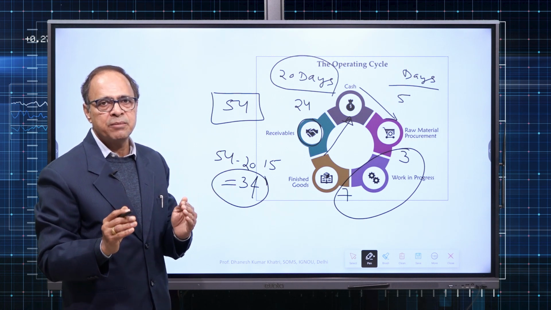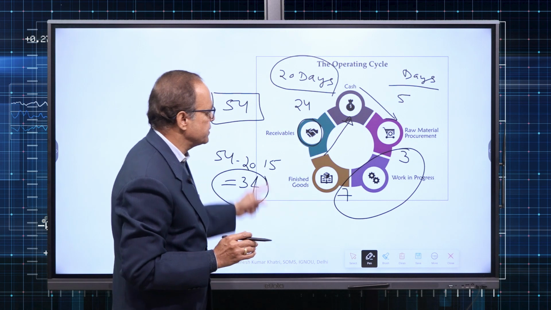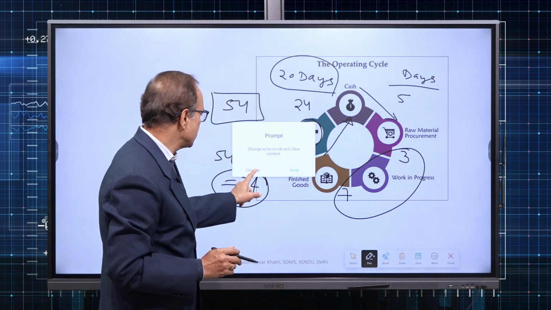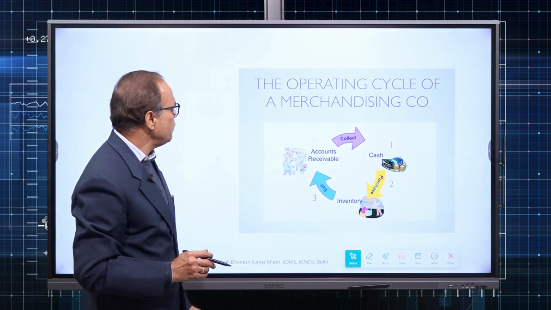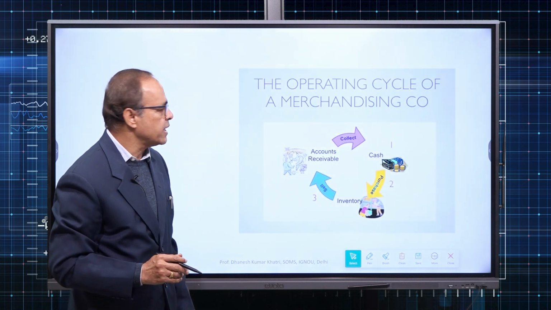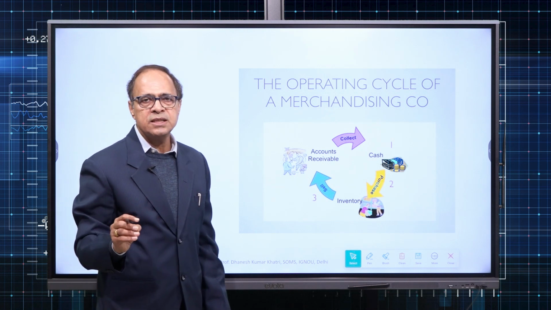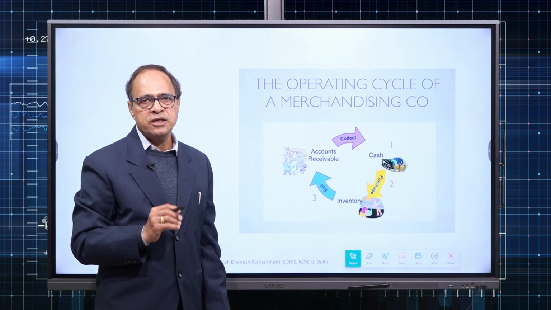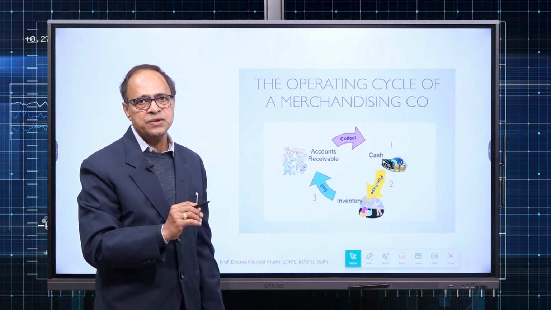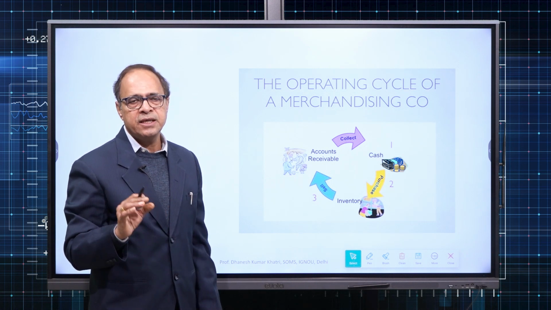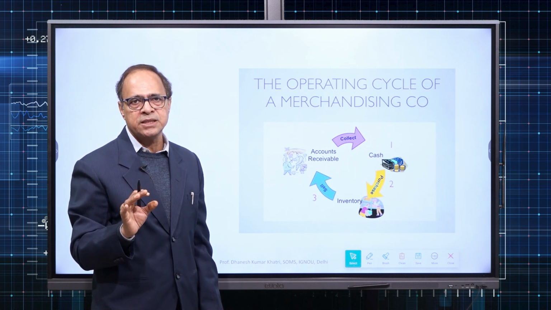So, operating cycle means cycle from cash to cash, simple. Then we have operating cycle of a merchandising company. That means a company which is not engaging in the manufacturing of the goods. It is buying the finished goods, ready goods, packaging it and selling it. Only that much is taking place. And in certain cases, no extra packaging is required.